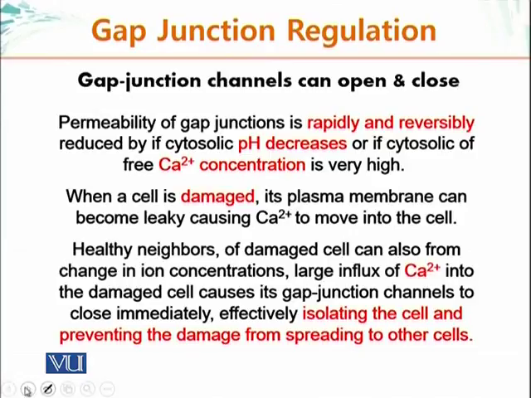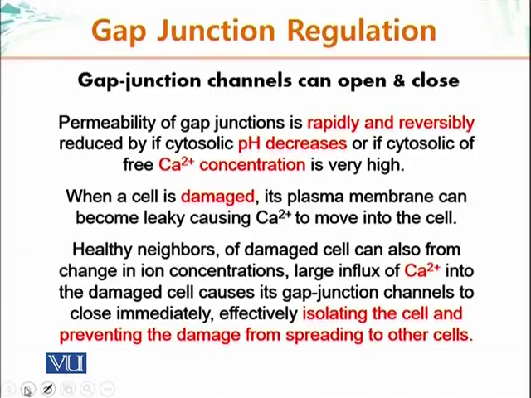Gap junctions, as I mentioned, can open and close. Permeability of gap junctions is rapidly and reversibly reduced if cytosolic pH decreases, or if the concentration of calcium ion is very high. The significance of pH decrease is not fully understood, whereas for calcium ions, we can talk about that.